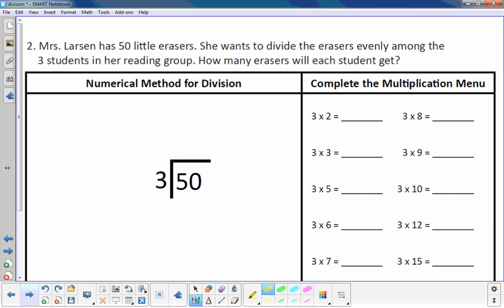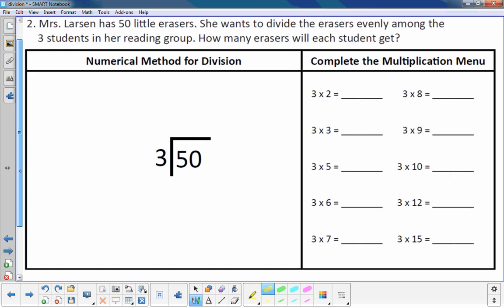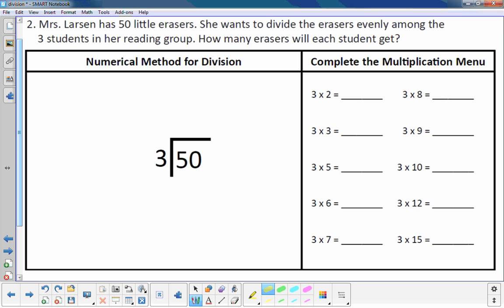Let's try another one. Mrs. Larson has 50 little erasers. She wants to divide the erasers evenly among the 3 students in her reading group. How many erasers will each student get? All right, so there's 3 students.